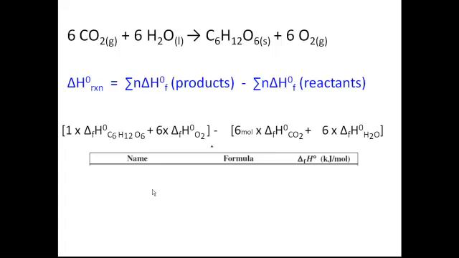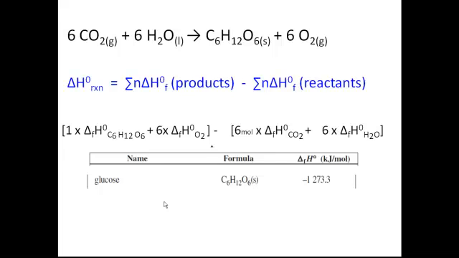So again, there's the title of the data table. You have your name, formula, and your heats of formation. The first species I'll look for is glucose. So there's the name glucose. Check the formula. Yep, it's C6H12O6 solid. States are good. Heat of formation is negative 1,273.3.